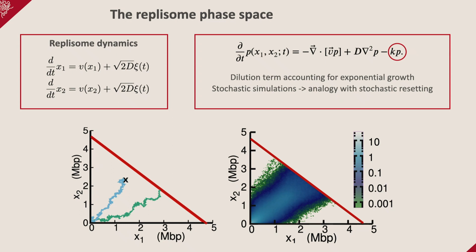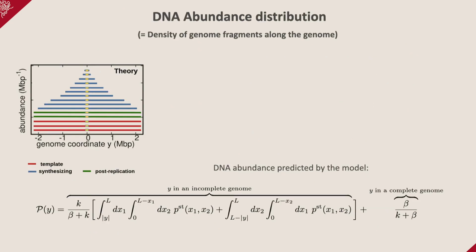So clear so far? Okay, so essentially what we do is look at the steady state of these dynamics. So this steady state will tell us the size spectrum of incomplete genomes, and from the flux through the absorbing boundary, we can also infer the fraction of complete and incomplete genomes. And so it's quite easy, once we have the steady state, to predict the size distribution of DNA fragments.